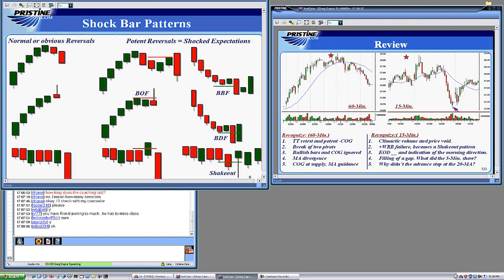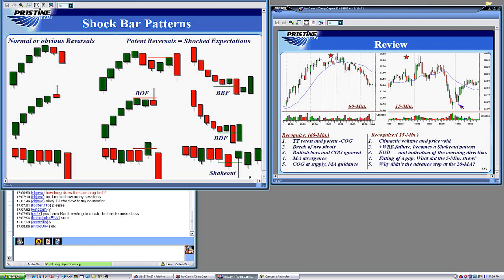Many times, intraday patterns follow through the next day, even though the day ends and it begins the next morning. A lot of times these patterns follow through the next day.